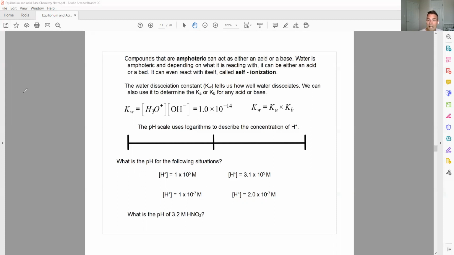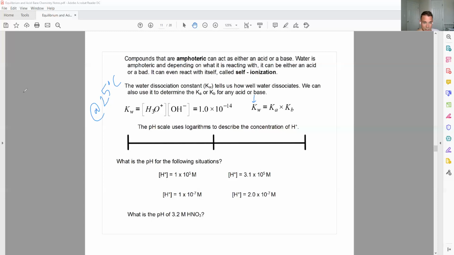We can use it to determine a Ka or a Kb for any acid or base. So Kw is always the same. This is the value at 25 degrees Celsius. The Kw changes slightly when the temperature changes, but that's what we're always going to assume. That's standard conditions. So it's the concentration of hydrogen times the concentration of hydroxide, and Kw is 1.0 times 10 to the negative 14th. And you can take Ka times Kb equals Kw. Again, this is always the same. If you know one, you can find the other.